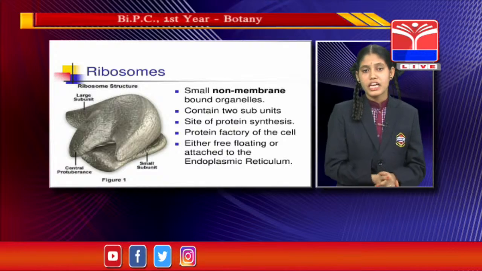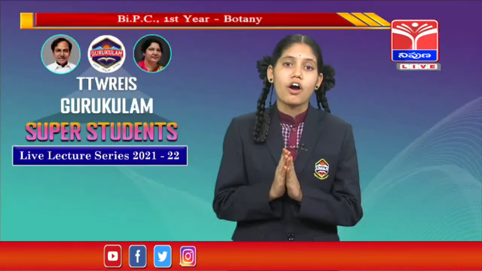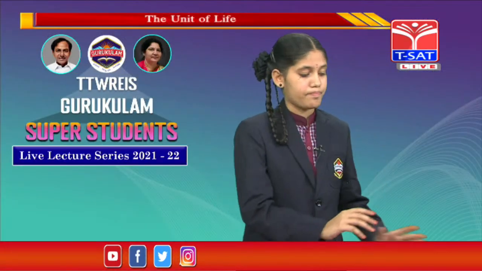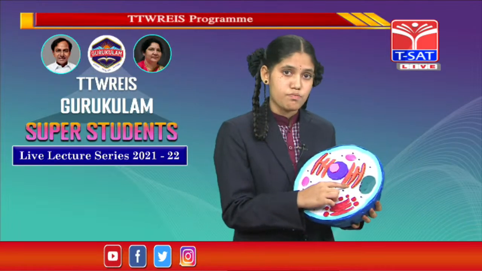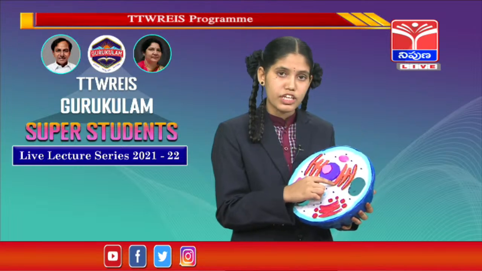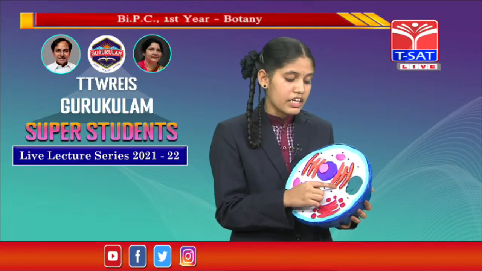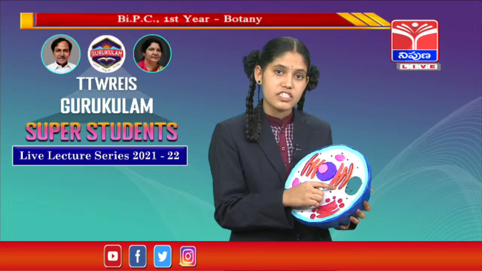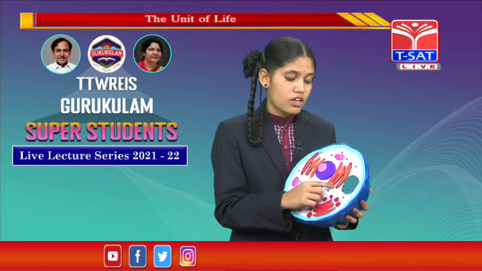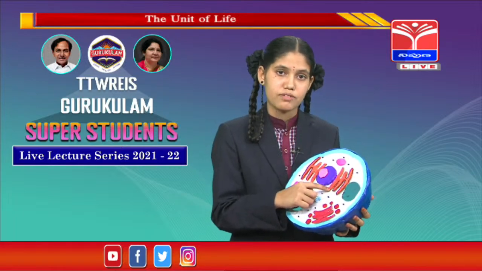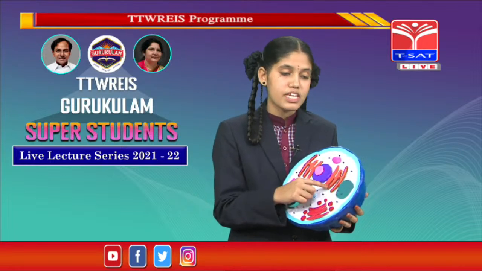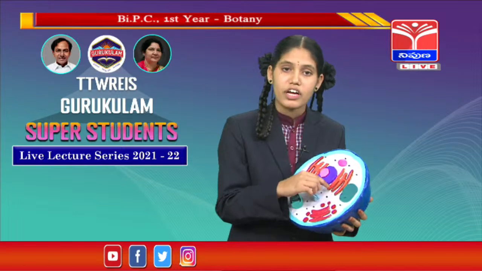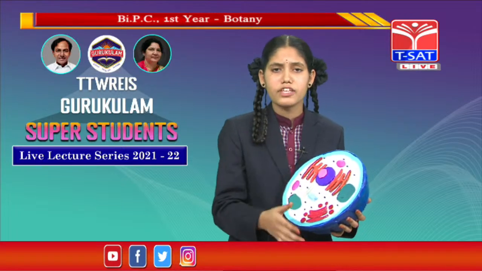These ribosomes are either free floating or attached to the endoplasmic reticulum. Here you can observe in the cell the endoplasmic reticulum, here the smooth endoplasmic reticulum. Here the rough endoplasmic reticulum contains ribosomes. Here the smooth endoplasmic reticulum does not contain ribosomes. That's why the ribosomes are either connected to the endoplasmic reticulum or free floating.